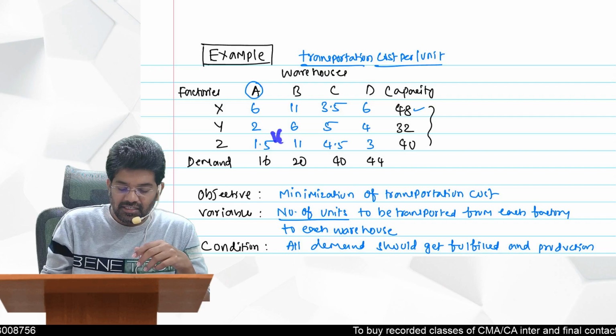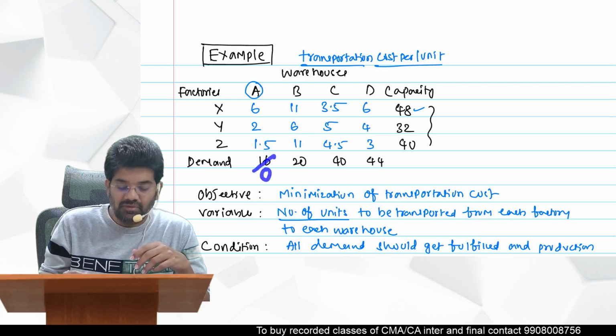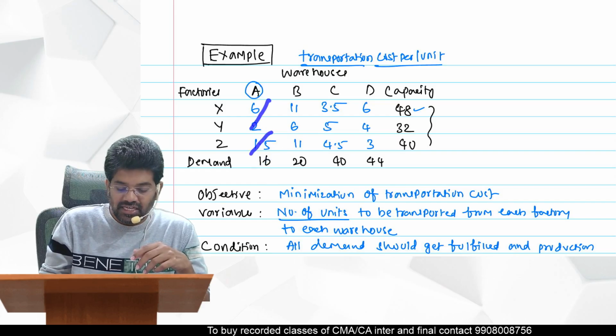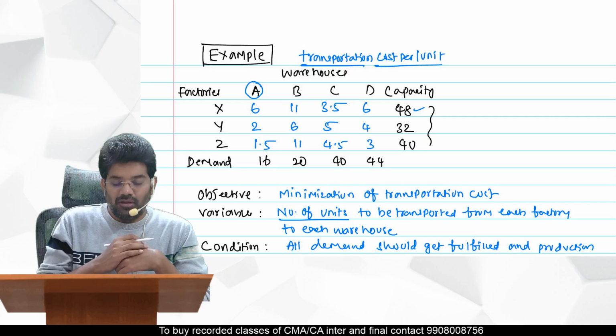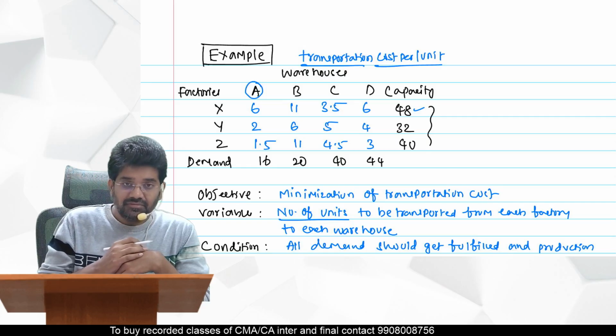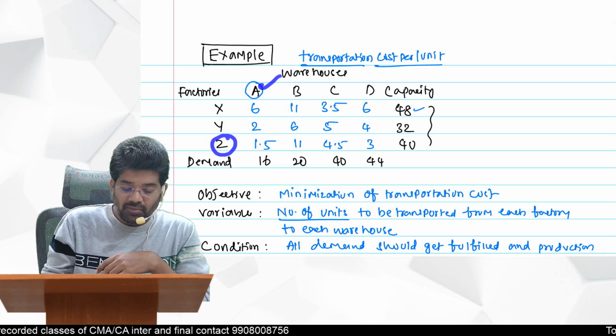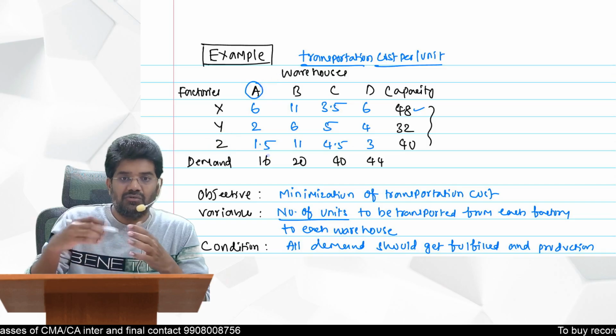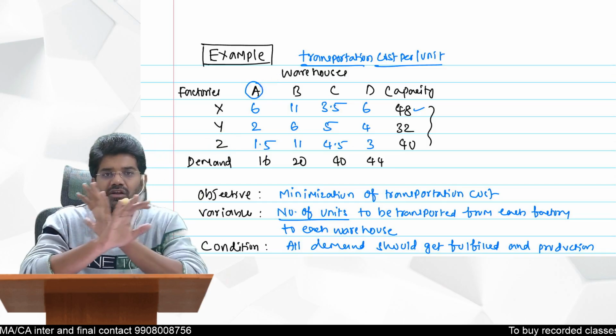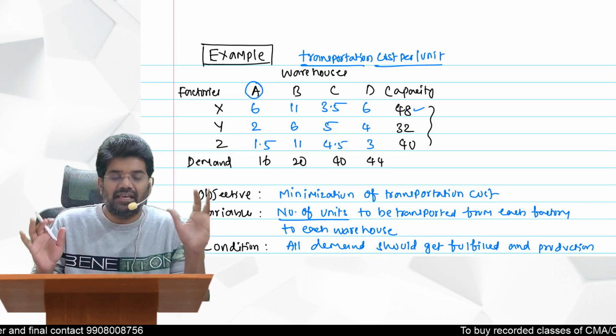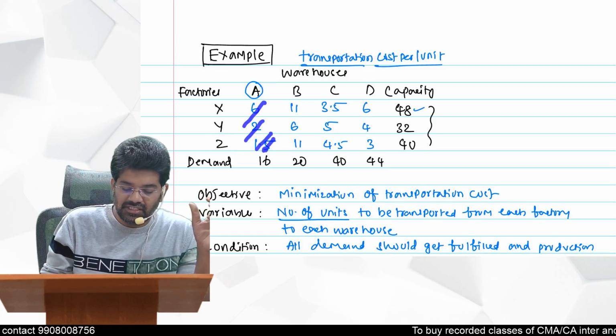So I can allocate 16 here. That is the reason I have allocated 16. After allocating 16, this will become 0. So you have to strike off this column. Why? Because from factory Z to warehouse A, how much do they have to transfer? 16. That means to warehouse A you cannot transport from any other factory. That is the reason you have to strike off this.